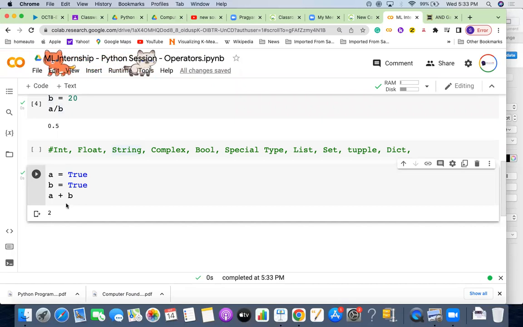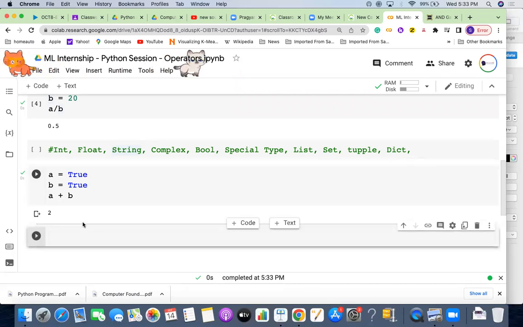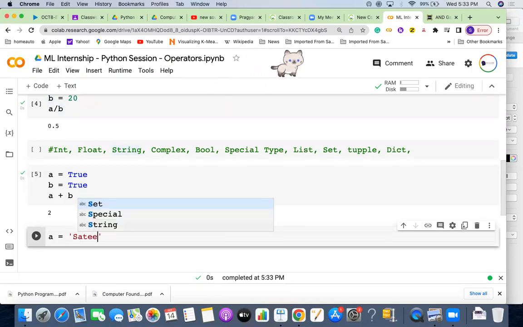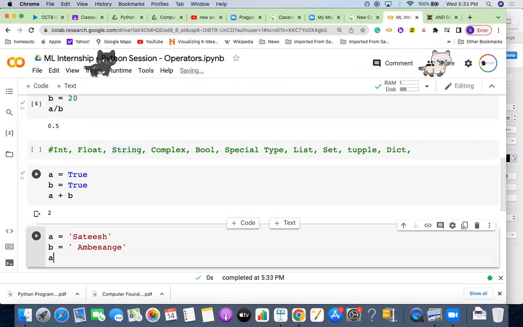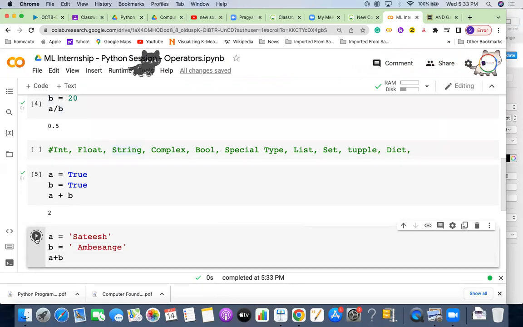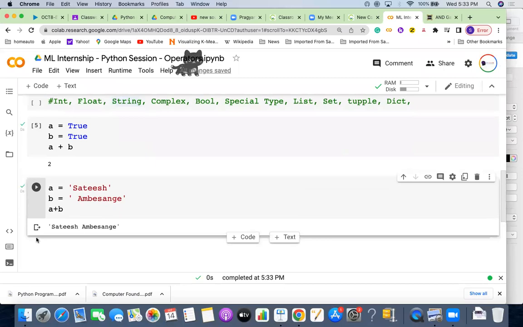Yes. Okay. Now let us try with the string. Let me say A is equal to Satish, and B is equal to numbers only. Okay, let me do it this way. Now A plus B. What is happening? It does a string concatenation. This is a string, this is a string, and it is adding. Adding means plus. What is plus doing here? Plus is working as a string concatenation, adding two strings.